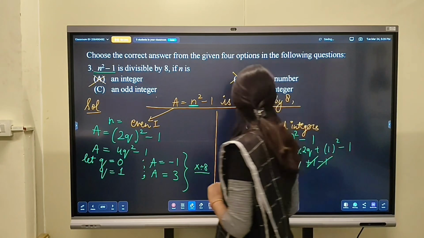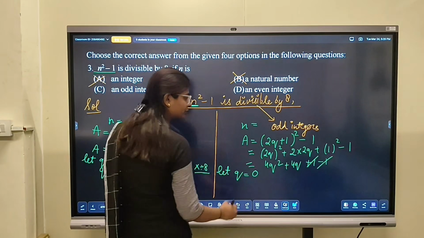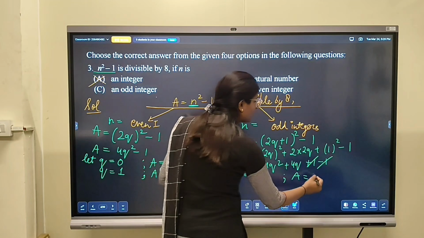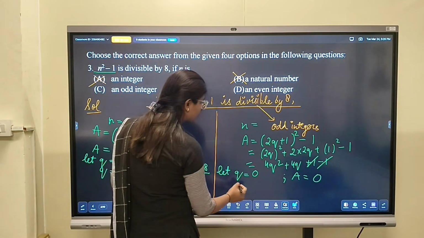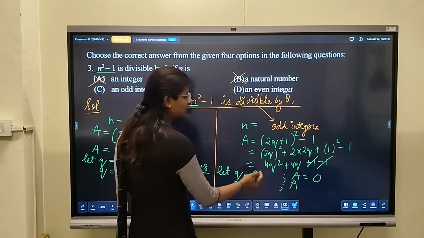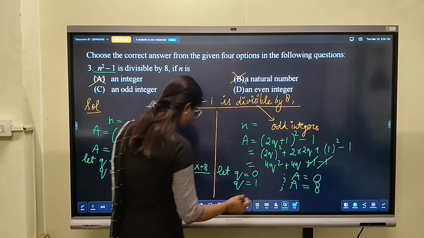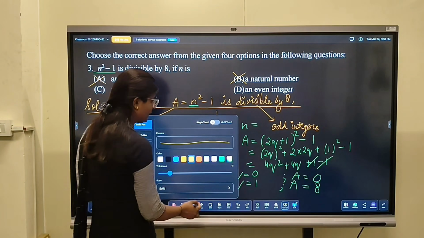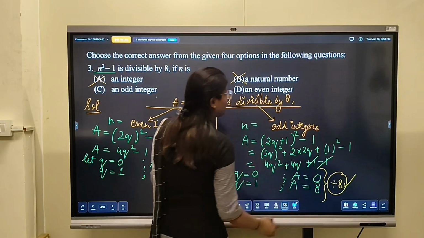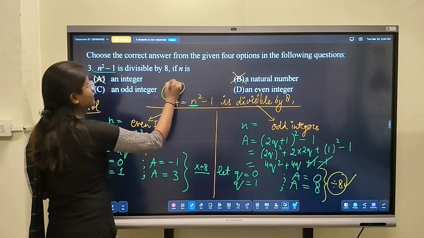Now we are assuming that q is 0. What will be the value of a? A would be nothing but 0, right? Then I say q is 1. What will be the value of a? It is 1 times 4, and then this is 4, that is 8. In both the conditions, you will find that 0 and 8 are divisible by 8. So we can say that for the odd integer, option number C is the correct answer.